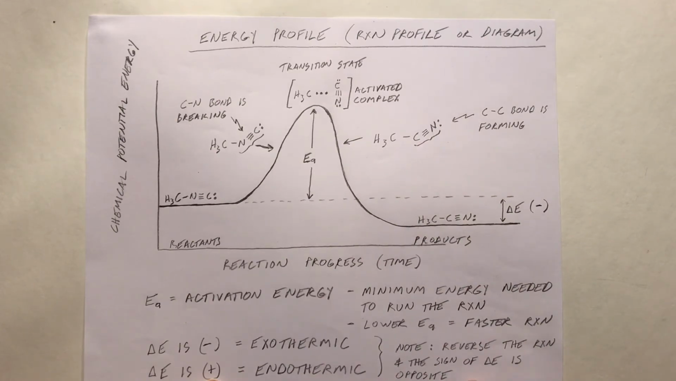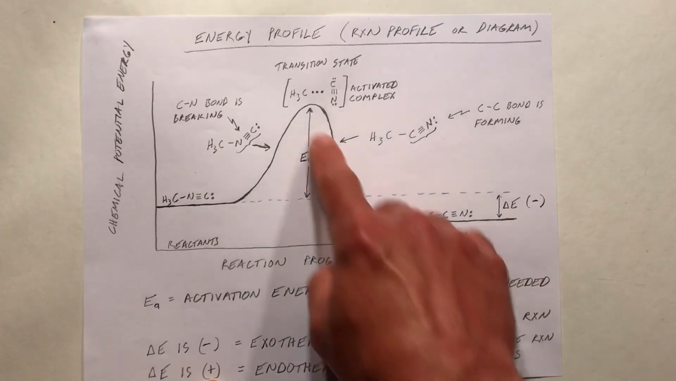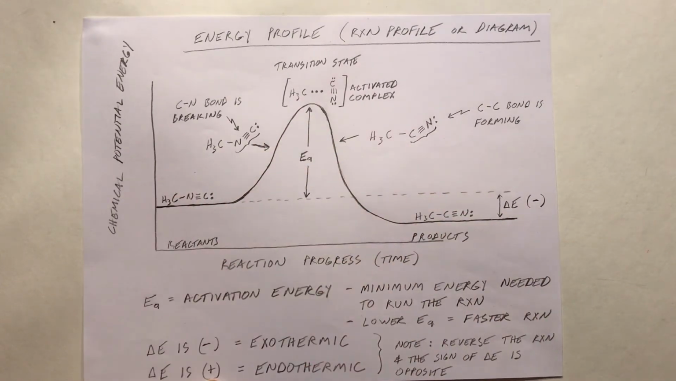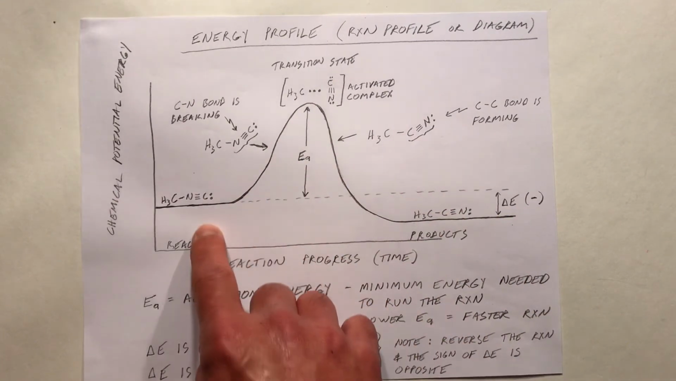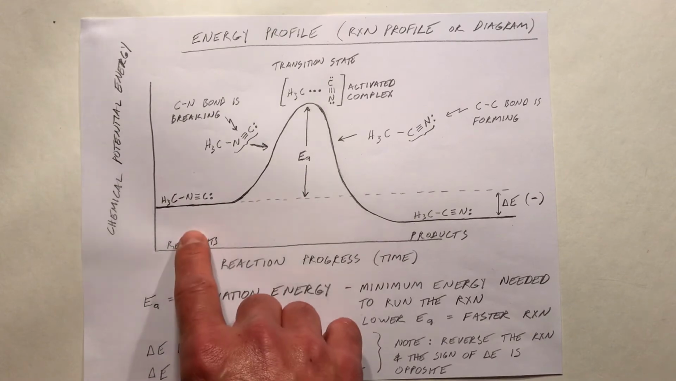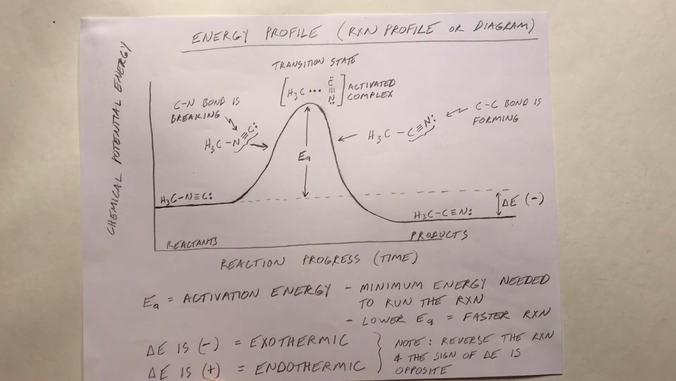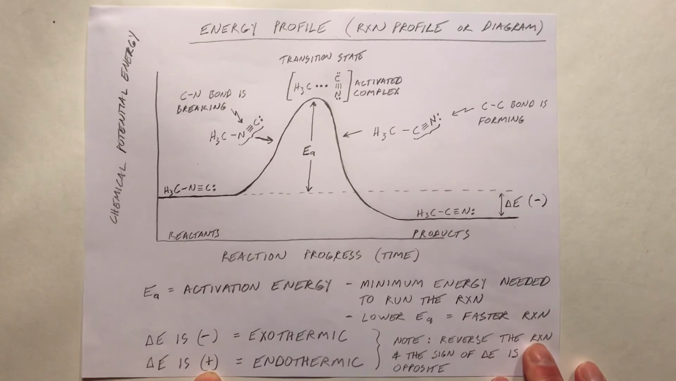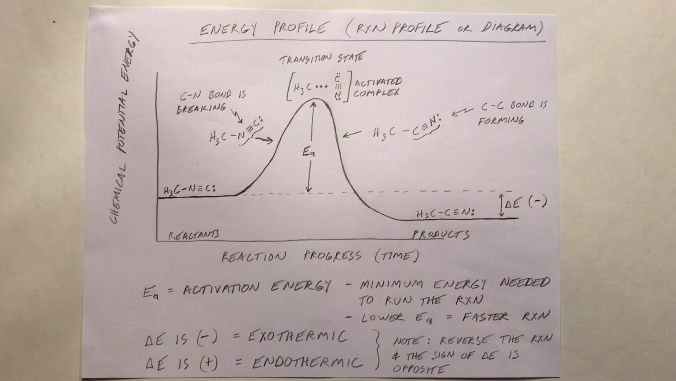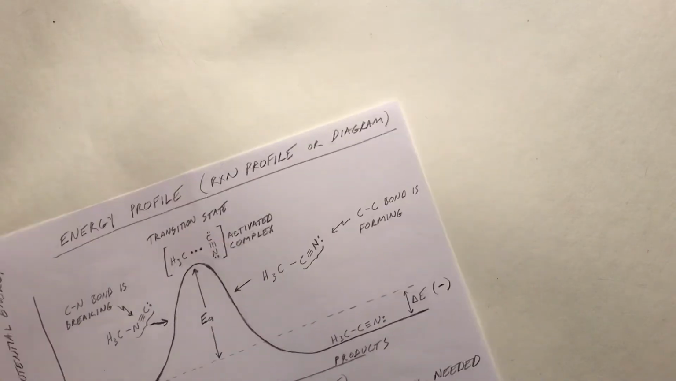And also note that when we reverse the reaction, if we went from products to reactants, this endothermic process would be exothermic, right? We'd have to have a positive delta E there for a change in chemical potential energy. So we would have to reverse the sign of the delta E if we went in reverse. And that's true for all reactions. Going in reverse would change the sign of the delta E.